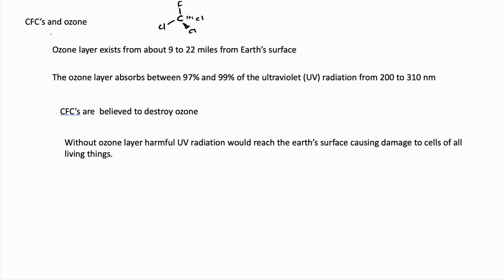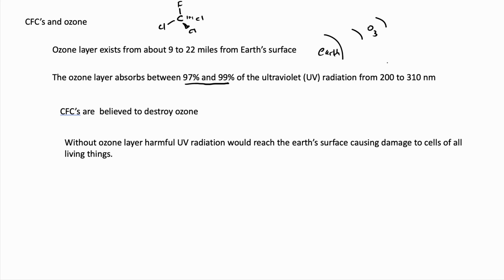And then this last part talks about ozone, okay? And CFCs, those chlorofluorocarbons, okay? And as I showed you in that diagram of the Earth, where we had the troposphere, then the stratosphere, and that was where the ozone was at, okay, out here. And so I said the ozone layer is around 9 to 22 miles from the Earth's surface, and the ozone layer absorbs between 97 and 99% of the ultraviolet radiation that's reaching the Earth.